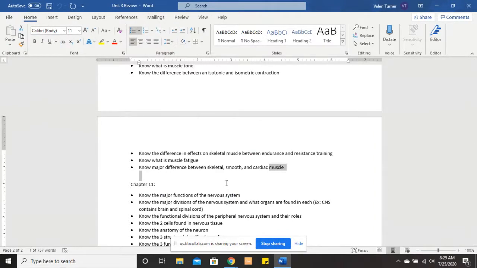And muscle fatigue is just you running out of energy. So when you run out of energy, you get tired. That's muscle fatigue. It's you literally depleting your sources of energy.